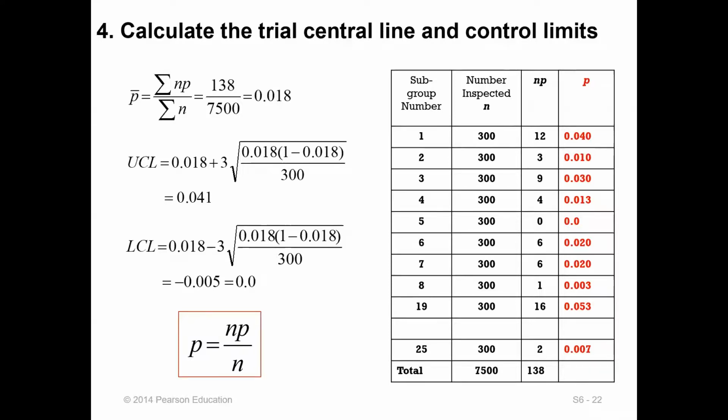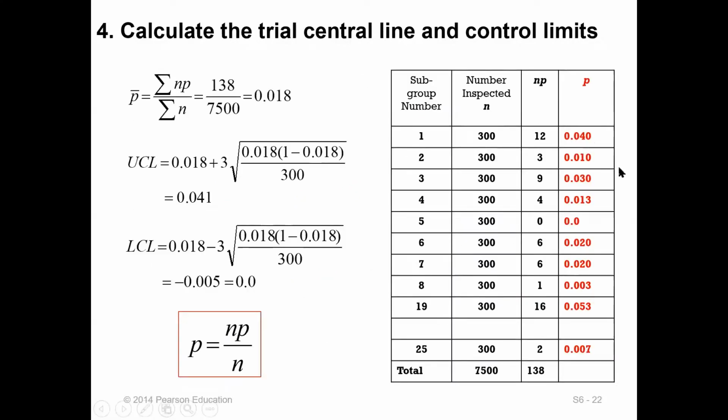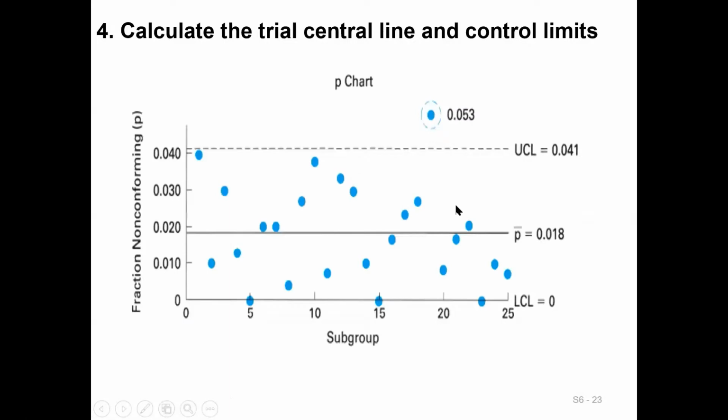You have to calculate the P for every single subgroup and then plot the P into the P chart. By doing that, you can start plotting the points onto the P control chart. Again, this is the additional step. By plotting that, you notice that there's one point beyond the upper control limit, which means action is required.